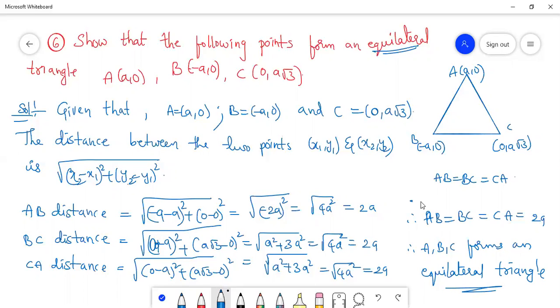Just, equilateral triangle means all the sides are equal. From the distance formula we are using, the lengths are equal. This length is 2a, this length is 2a, this length is 2a. So all the distances between the two points become the lengths of the three sides. If the lengths of the three sides are equal, then it forms an equilateral triangle.